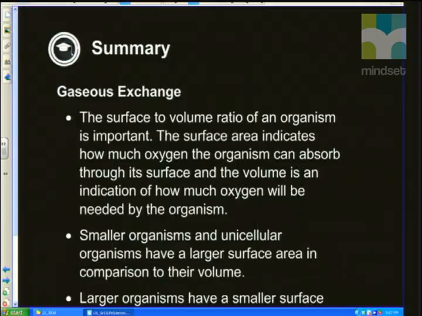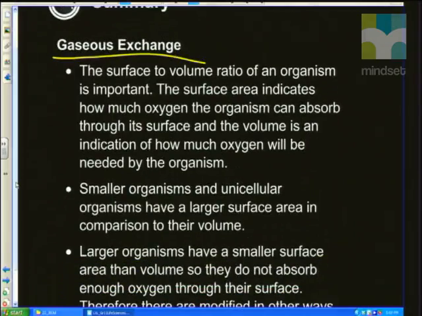Right, now let's have a look at gaseous exchange. Now we're going to get into the crux of it. One thing you must remember is we're looking at something specific called the surface area to volume ratio. Volume is how much the organism is made up of. Maybe I should go through it with you.